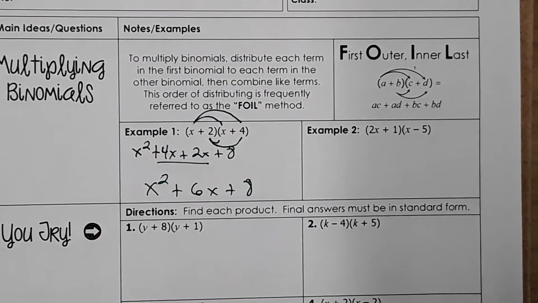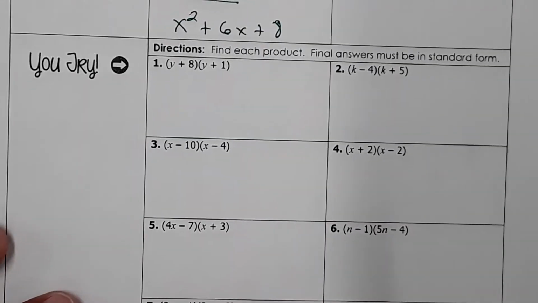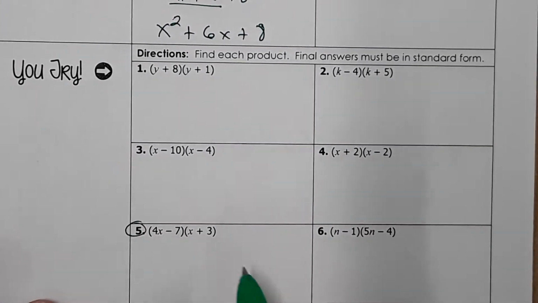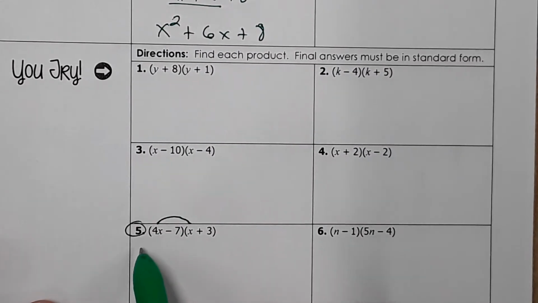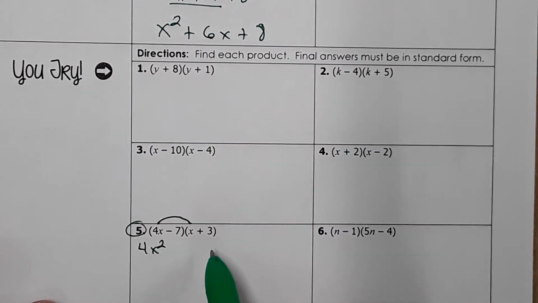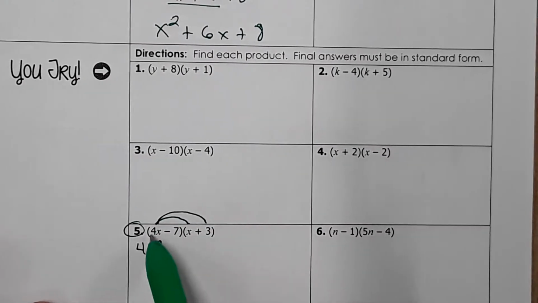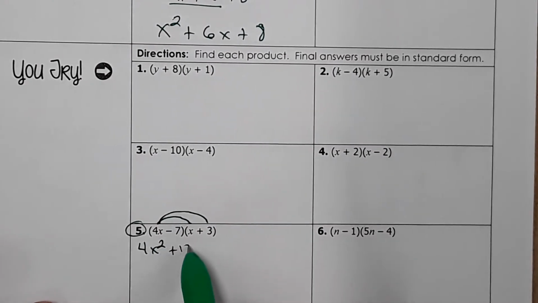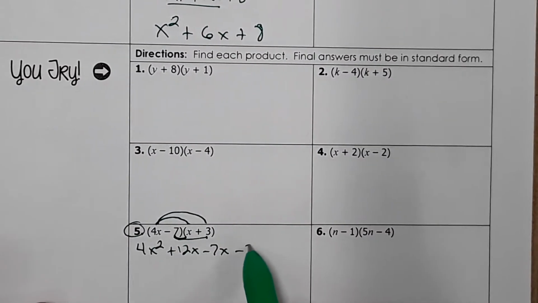So I'll go through a couple more examples. Let's go down to number 5 here. In number 5, the first term over here times the first term over there, 4x times x, would be 4x squared. The outsides, 4x times 3, is 12x. The insides would be negative 7 times x, which is negative 7x. And then the last term over here times the last term over there would be negative 21.